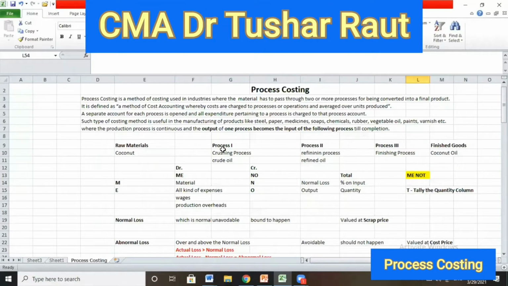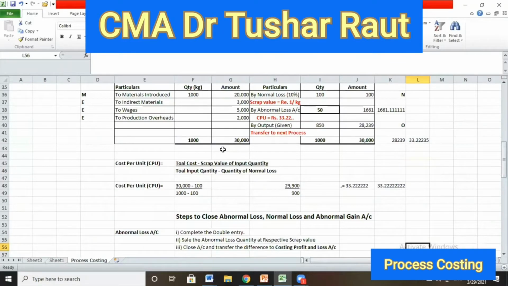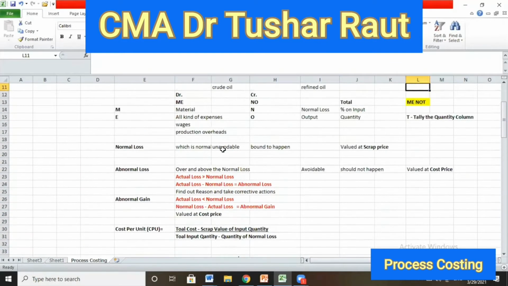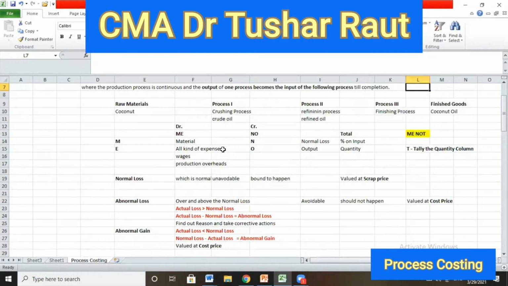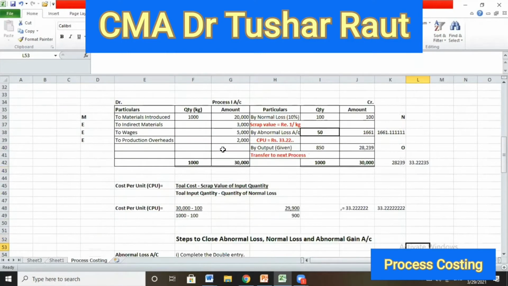As you are aware, we started with the process costing concept. We understood the format, the process account, and how to prepare a process account with the help of MENO. M stands for material introduced, E stands for all kinds of expenses, credit side, N stands for normal loss in percentage form, percentage of input, and O stands for output, in the form of quantity. Then tally the quantity column. After tallying the quantity column, we calculate CPU, cost per unit.